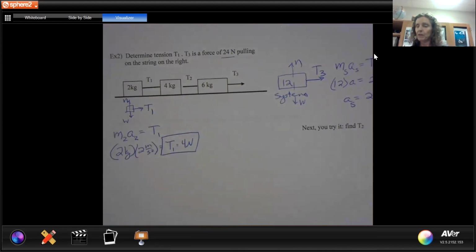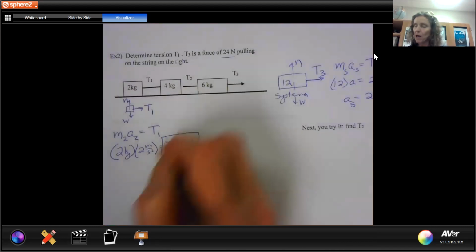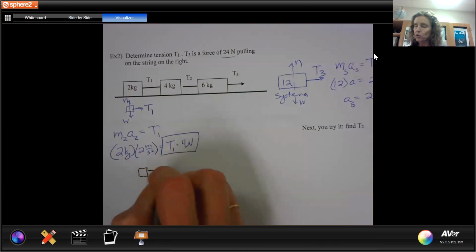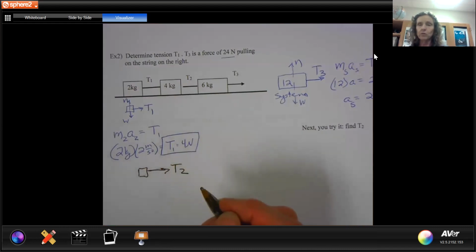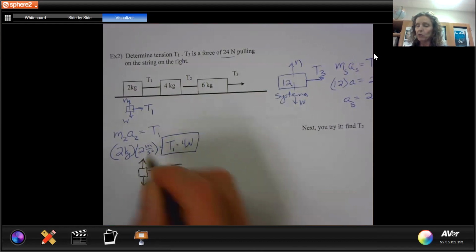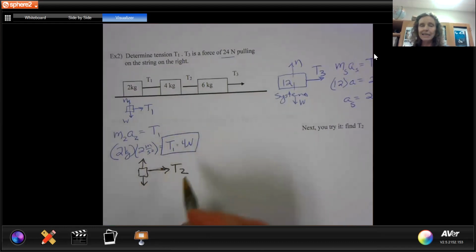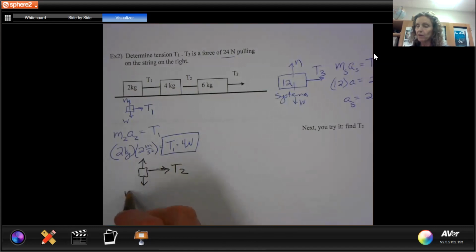Okay, let's try another one. Let's try the 4 kilogram block. In the case of the 4 kilogram block, I have a force pulling on it called T2. But I want you to think hard about this. How much mass is there really if I'm looking at what T2 is doing? T2 is not pulling only the 4 kilogram block. It's actually pulling 6 kilograms. So when I try to figure out this, I need to think about the total mass that this T2 is pulling on. Again, I have no friction, I'm just working with horizontal forces.